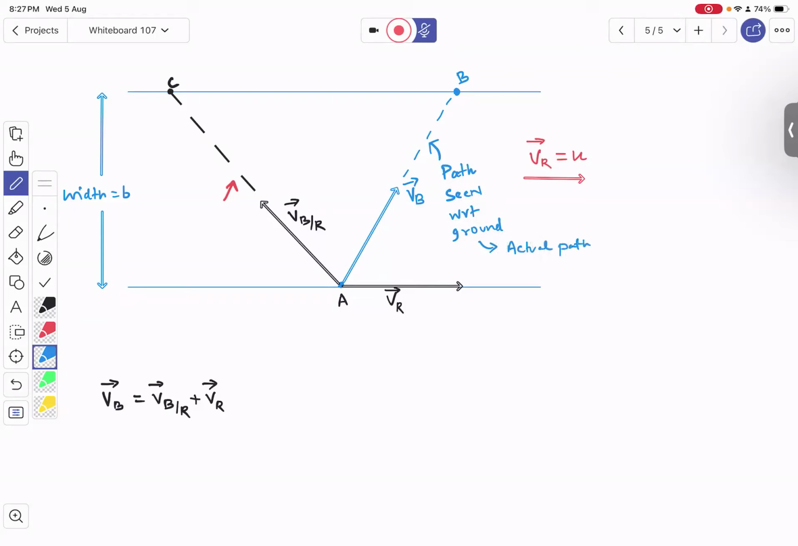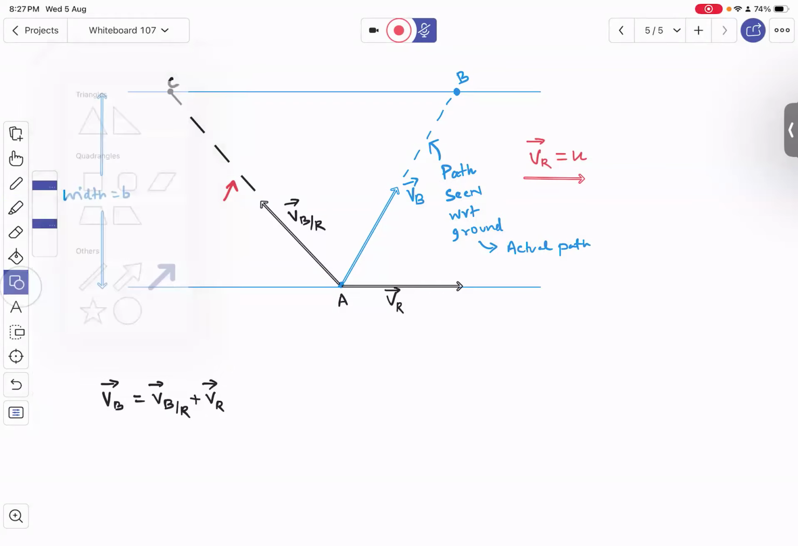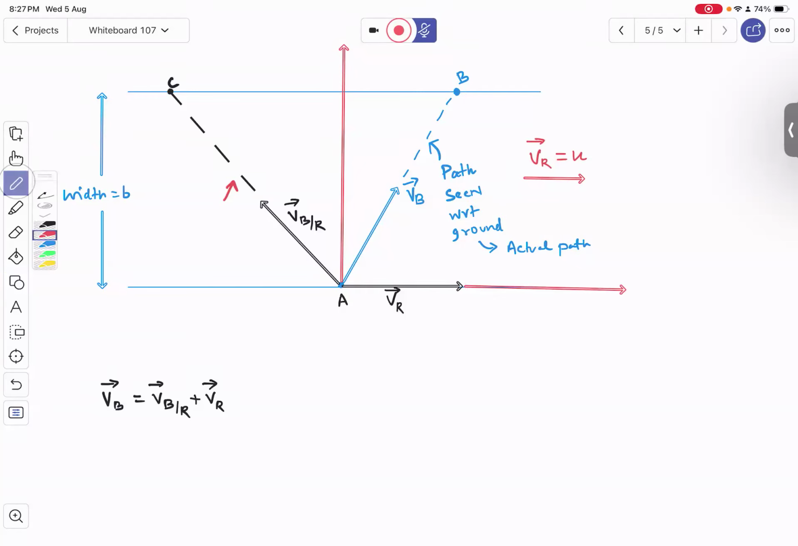Okay, now to find the sum of these vectors, we do some math. Maybe I consider the starting point as the origin, and maybe this is our x-axis, and this one is our y-axis. The point from where he starts is our origin. So the point B is the point where the boat actually reaches.